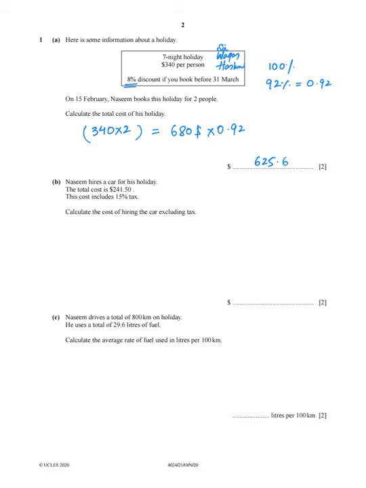In the next part, it says Naseem hires a car for his holiday. The total cost is $241.50. The cost includes 15% tax, right? So it means the original cost is 100%, 15% inclusive, that means now it's 115%. So if the cost includes tax, the amount is 241.50. What is the amount before tax?